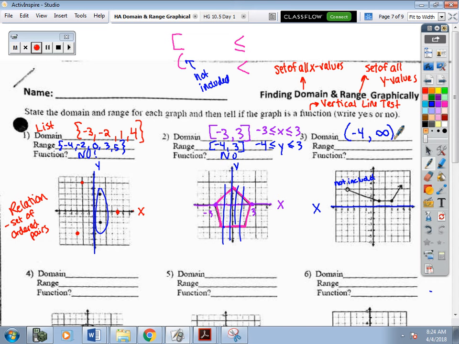All right, range. Switch gears, go to your y-axis. What's the smallest it ever touches on the y-axis? Well, at 1. It actually has closed dots and it has a line. Lines are a series of closed dots. So it touches at 1, so it'll be a bracket. And what do we think the largest it ever gets is? So, infinity is the arrow. Is this a function? Yes. Do your vertical line test.